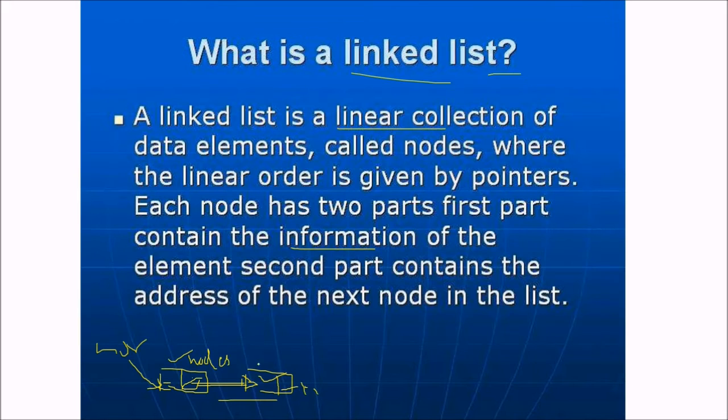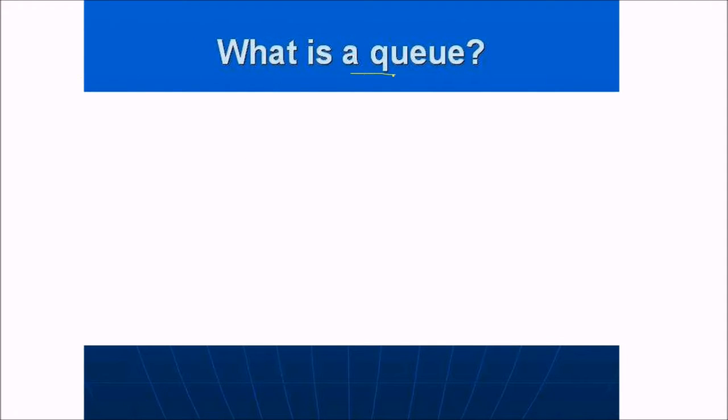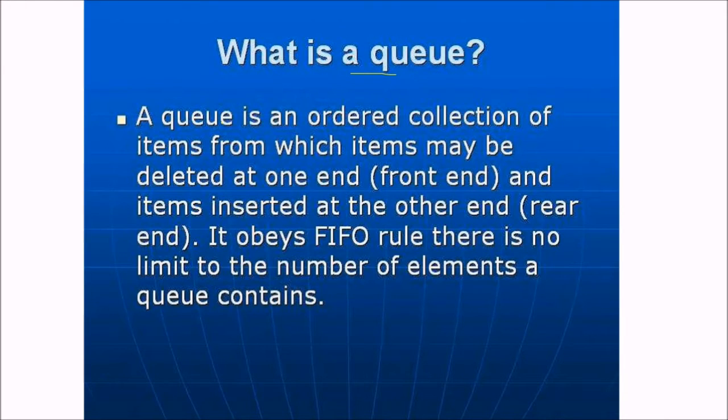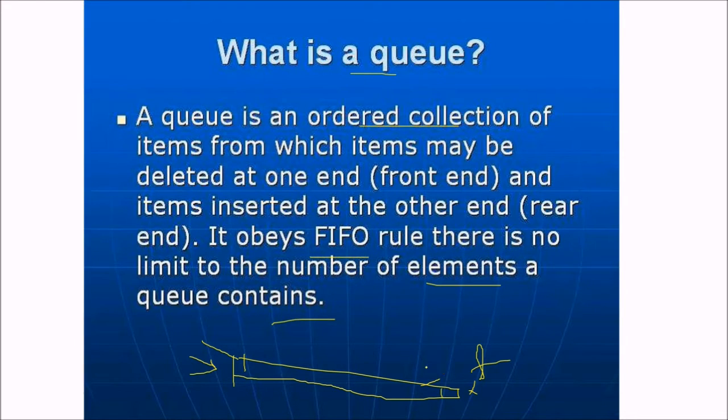What is a queue? This is a linear data structure. It is like the way you stand in a queue to reserve tickets. A queue is an ordered collection of items from which items may be deleted at one end, the front end, and items can be inserted at the rear end. It obeys the first in first out rule, and there is no limit to the number of elements a queue may contain. This depends on how you implement it. If you use an array, then there may be a size limit, but otherwise not.